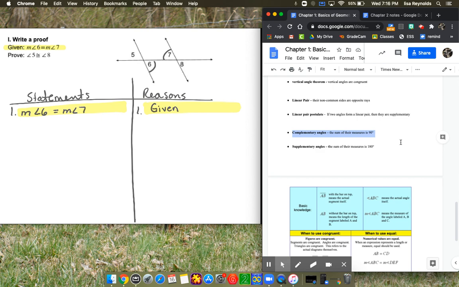Also, everybody should be able to fill in one more piece. Whatever it is that we're trying to prove is always going to be our last statement. Now, I have no idea how long it's going to take me to get there, and I may have to move it or readjust my information, but whatever it is that I'm trying to prove should always be my last statement. So I should actually end when I can say that angle 5 is congruent to angle 8. So my goal is to state that 5 and 8 are congruent to each other.